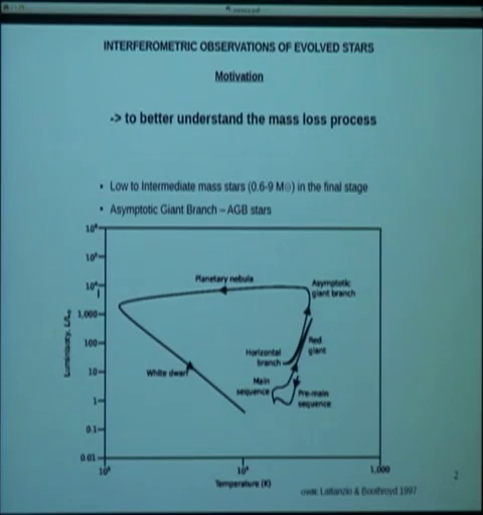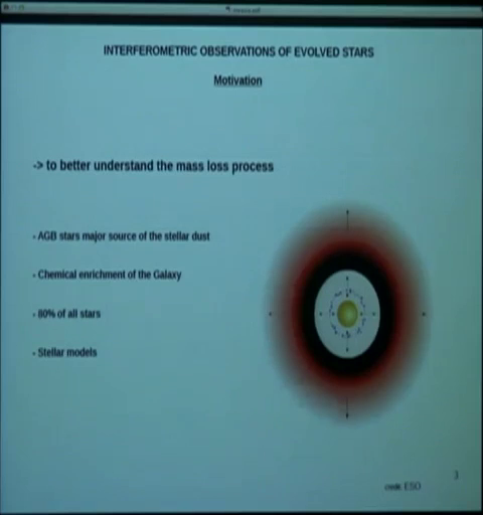But today we are going to speak about stars with lower masses, between 0.6 and 9 solar masses, so-called asymptotic giant branch stars, AGB stars. Here you can see a plot of luminosity versus temperature, with the evolutionary track of stars and the location of asymptotic giant branch stars. It is a phase when stars evolve after the main sequence and before entering the phase of planetary nebula and finishing their lives as white dwarfs.